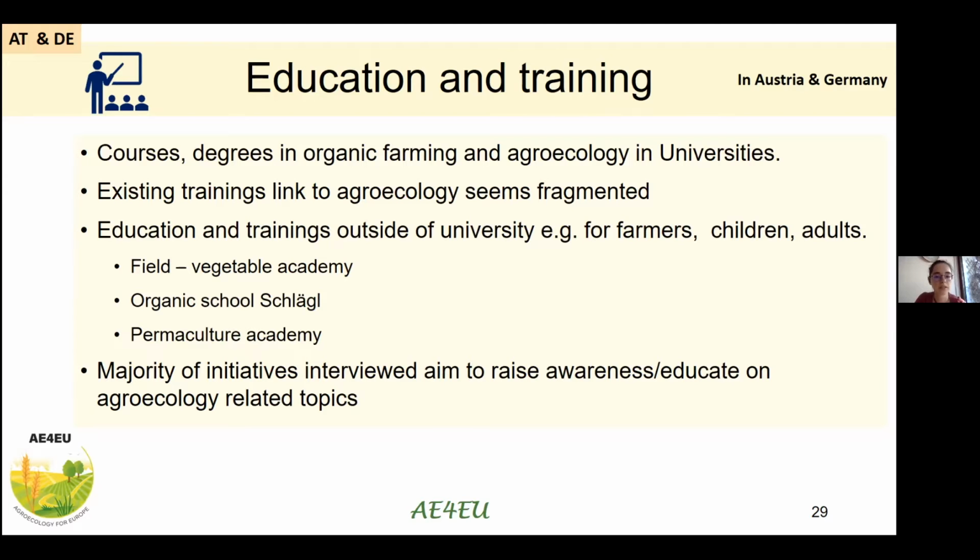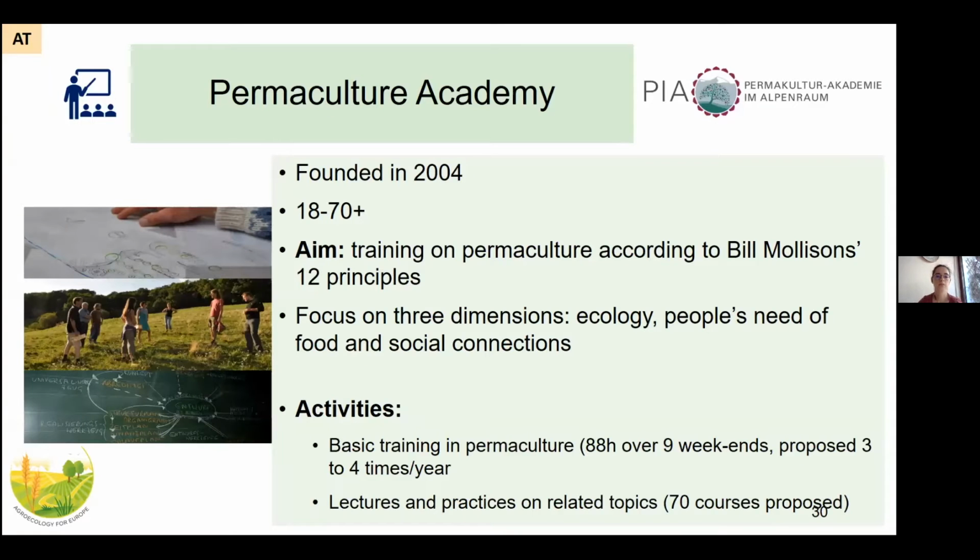The majority of initiatives I interviewed aim to raise awareness and educate on agroecology related topics, so most of them would actually fit in this pillar. The initiative I selected here that I'm going to present is the Permaculture Academy in the southeast of Austria. It's a training facility on permaculture, which has lectures and practice and guided tours where the courses actually take place.